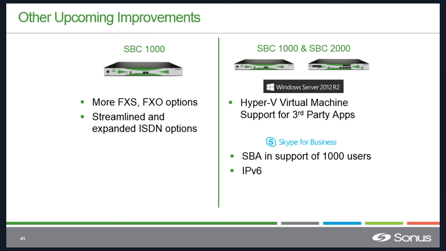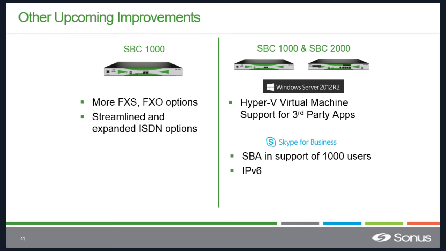A couple of other things which I just wanted to mention with regards to the products which will be introduced into the marketplace, coincident with the availability of CCE. On the SBC 1000 over to the left, we're going to be providing more FXS and FXO options to better address some of the footprint requirements or port requirements that customers may have. We're going to also be streamlining and expanding our ISDN port options as well. So we're looking at doubling the number of PRI ports in the SBC 1000, for example.